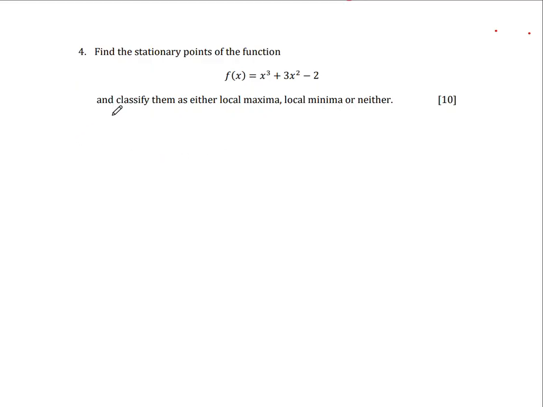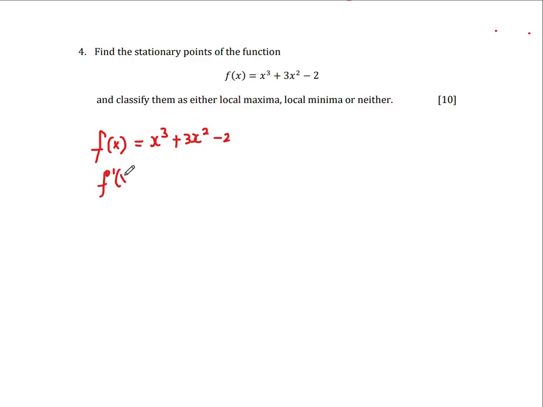The first thing to do when you are asked to find the stationary points of a function, which is what we have to do first before we can classify the points as either local maxima or local minima, is that we want to take the first derivative of the function. So the function we have here is f of x equal x cubed plus 3x squared minus 2. And what we want to do firstly is to find the first derivative.